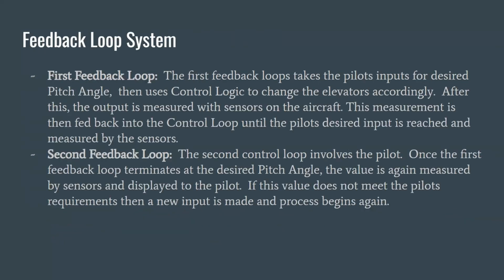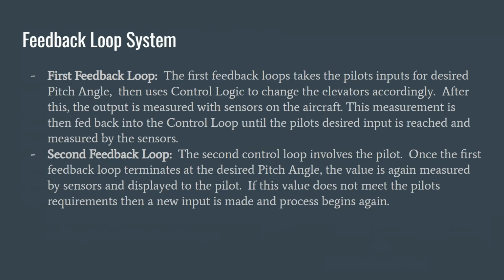So the feedback loop system comprises two feedback loops. The first feedback loop takes the pilot's inputs for desired pitch angle, then uses control logic to change the elevators accordingly. After this, the output is measured with the sensors on the aircraft for pitch angle. This measurement is then fed back into the control loop until the pilot's desired input is reached and measured by the sensors. The second control loop involves the pilot.